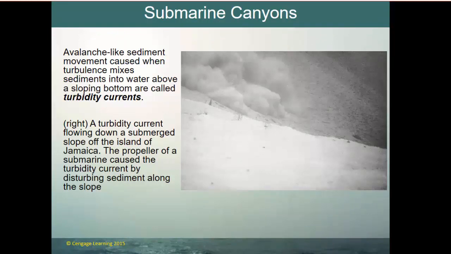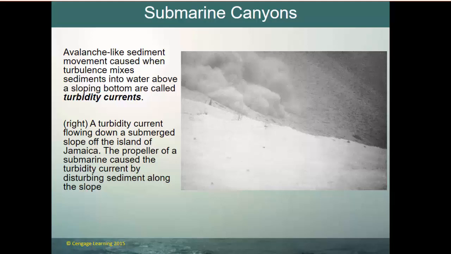This is actually a picture taken just offshore of Jamaica, and there was a submarine in port, or close to port, that was very close to the bottom, and its propellers kicked up enough sand, silt and whatever sediment was on the bottom that it kicked up this big cloud of silt. And because that cloud had more stuff in it, that water was denser, and that dense water literally rolled downhill.